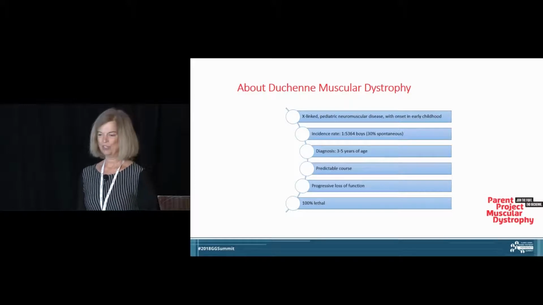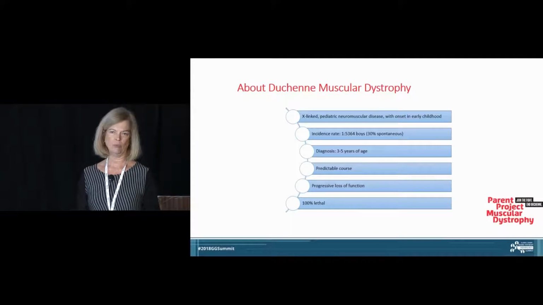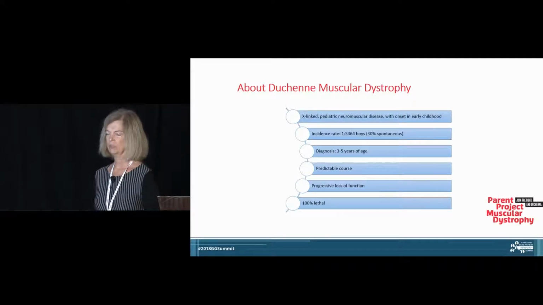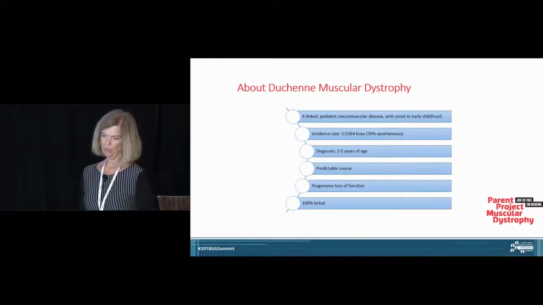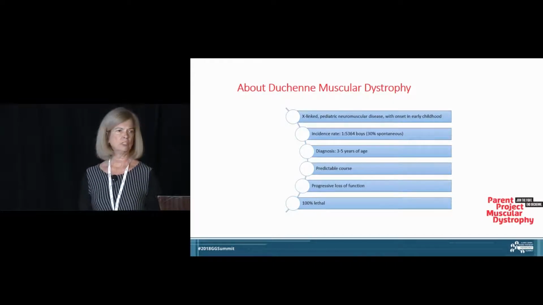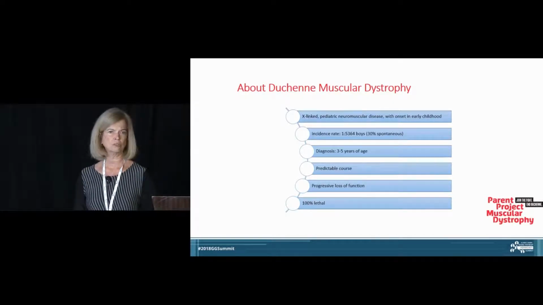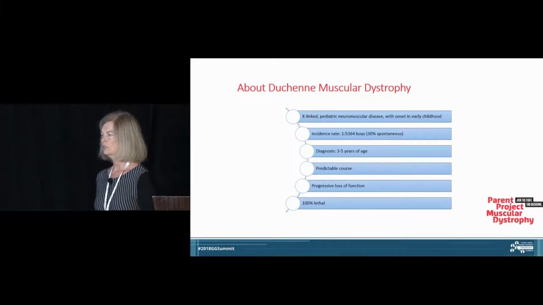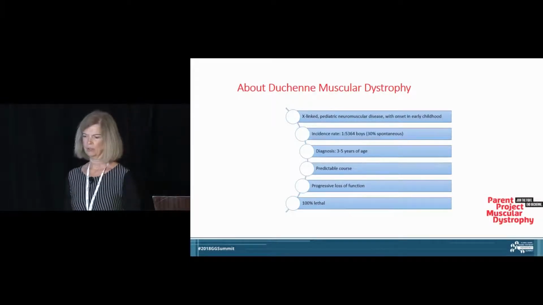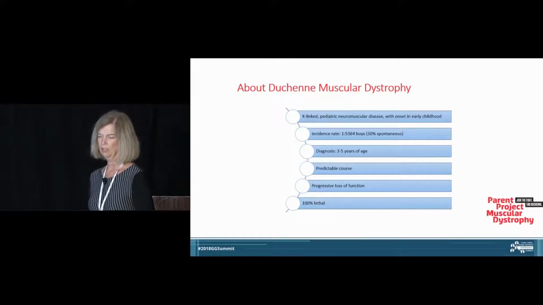But if you don't know Duchenne, Duchenne is an X-linked neuromuscular disorder. Mostly all boys are born with it, with an early onset of symptoms early in childhood. The incidence rate is about 1 in 5,364 boys. The spontaneous mutation rate is about 30%, so we have about 30% of our patients that are born without any family history whatsoever and no inkling on the parents' part that this is even a possibility.